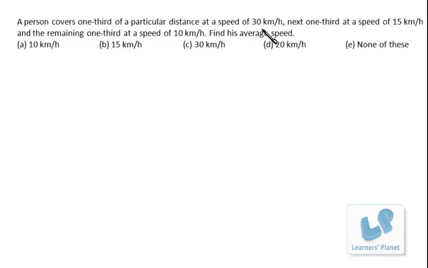Okay, so the first 1/3 the person is covering at 30 km per hour. So 1/3 of 90 is 30, so he will be taking 1 hour. Then the next 30 kilometers he is running at 15 km per hour. It will take 2 hours. Then the next 30 km at the speed of 10, that is 3 hours. Okay, so this is the total time, that is 3, 4, 5 and 6. And what is the total distance? That was 90. So what is the average speed? That is 90 by 6, or we can say 15, as simple as that.